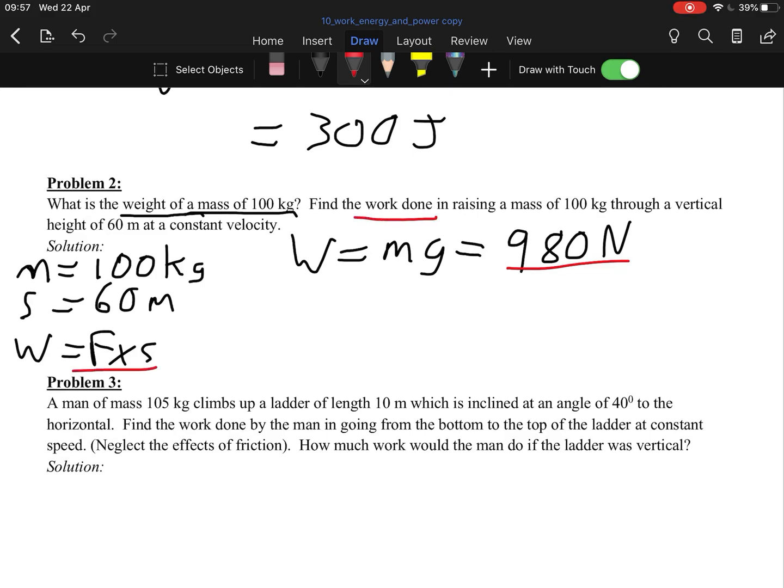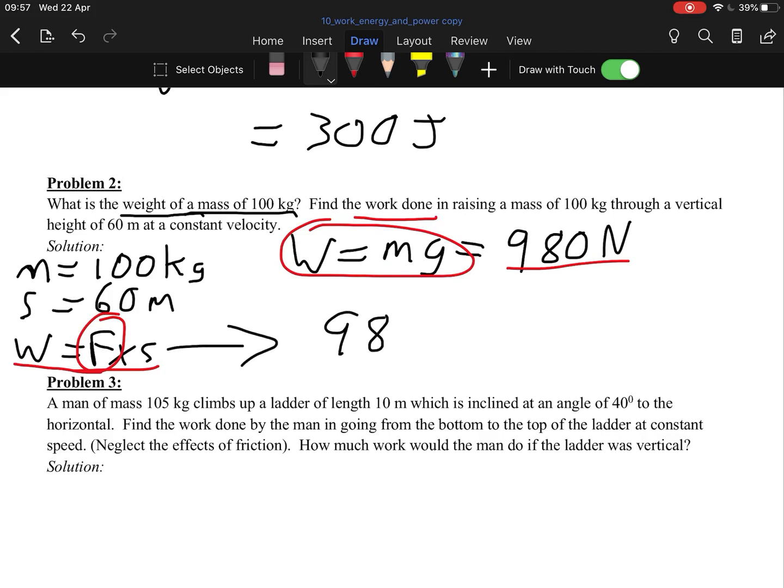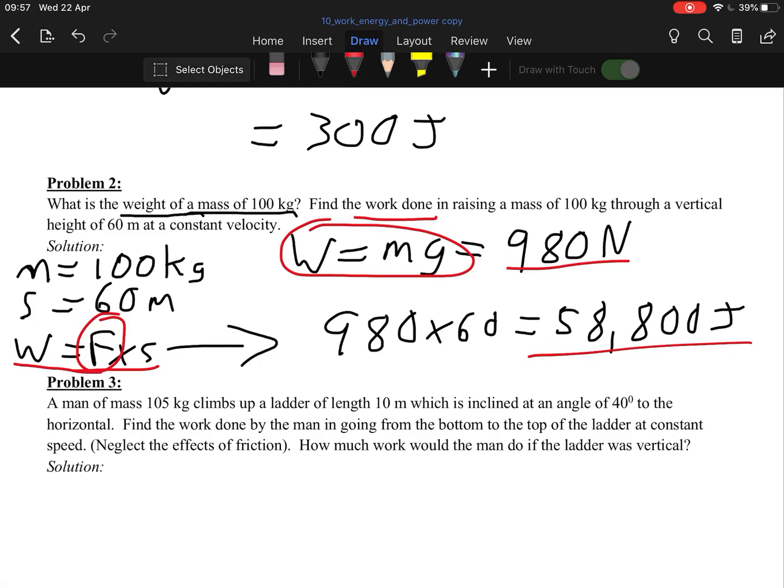And then find the work done: force times displacement. If you didn't know how to answer this, you would have to figure it out here, because we needed a force, not a mass. So force is mass times acceleration, F equals mg. So 980 times 60 gives us 58800 joules.